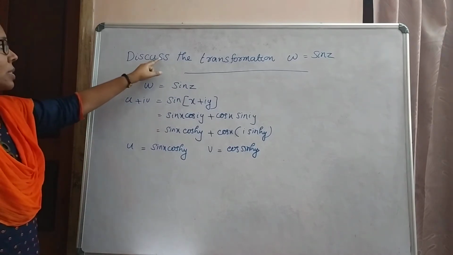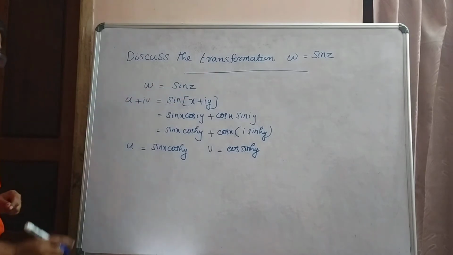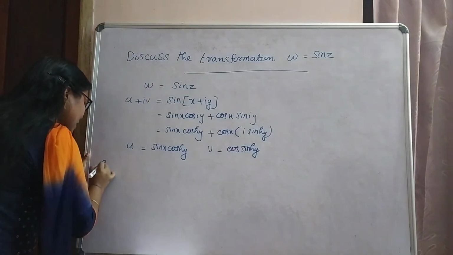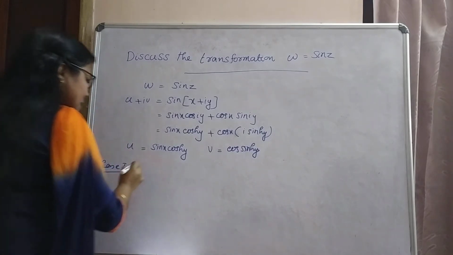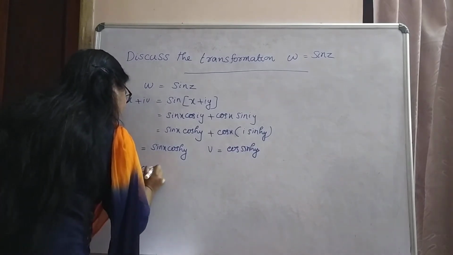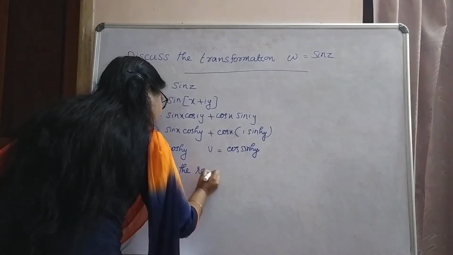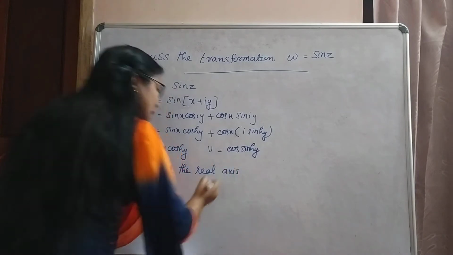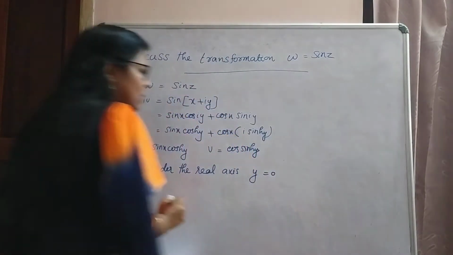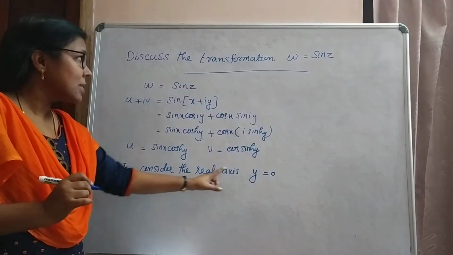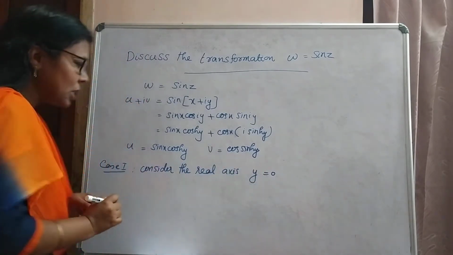Now we are going to discuss the transformation w equal to sin z. Now we are choosing case 1. Case 1 is to consider the real axis. Real axis is y equal to 0. What is the transformation of the real axis under w equal to sin z? Here it is given as y equal to 0.